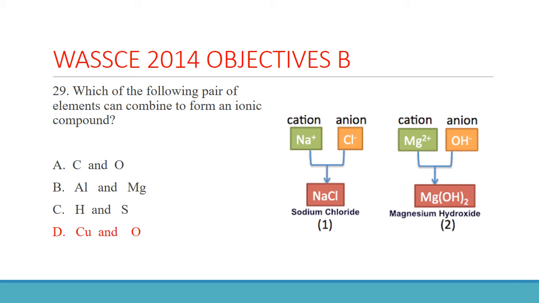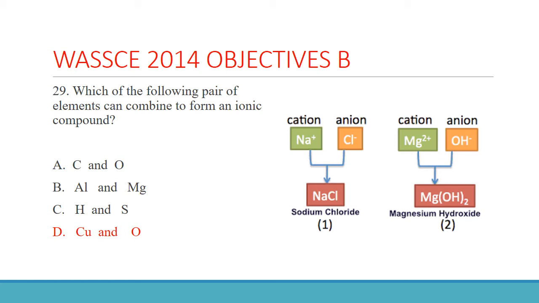Now take note, cations are normally formed from metals. Metals like sodium, potassium, magnesium, those are the ones that form cations. And most of the rest, I'm not saying all of them, are mostly anions. Oxygen, chlorine, sulfur, all these would form anions, carrying negative charges.